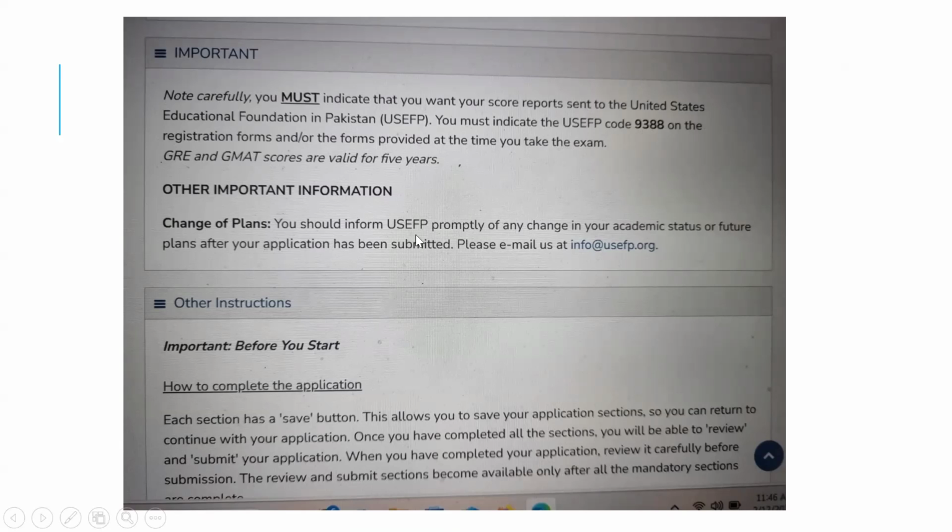Change of plans, you should inform USEFP promptly if there is any change in your academic status or future plans after your application has been submitted. Please email us at info@usefp.org. So this is where you need to email USEFP even if you have a question.